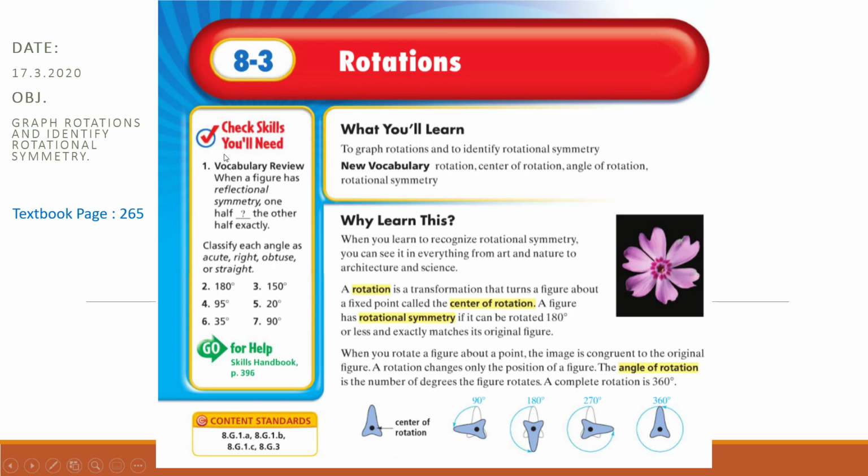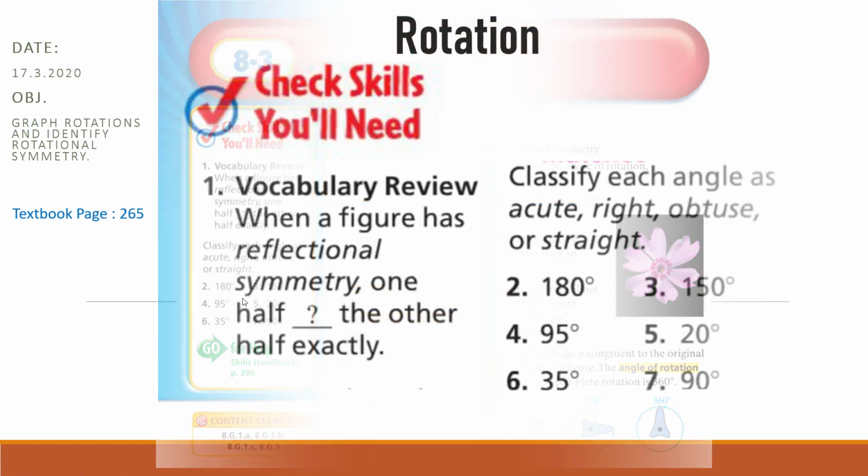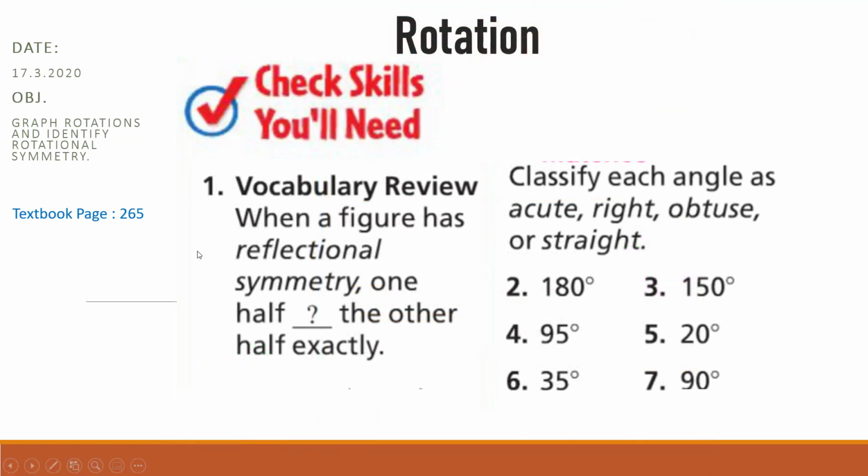We'll start with check skills you need. Number 1, when a figure has reflection symmetry, one half matches the other half exactly. Yes, of course it should match the other half exactly.